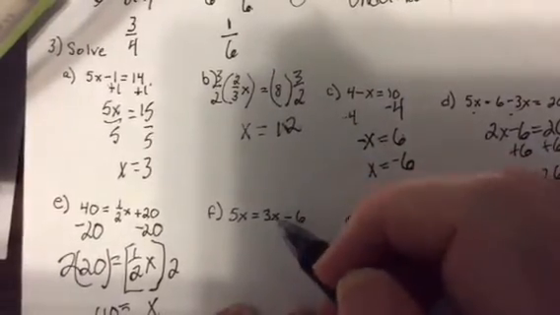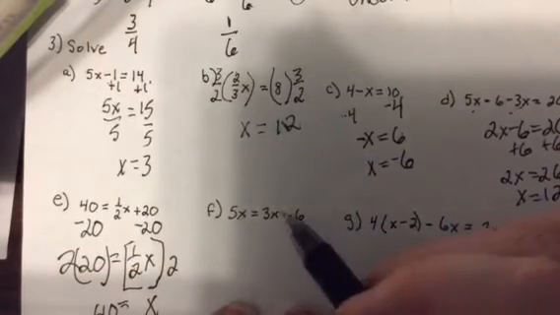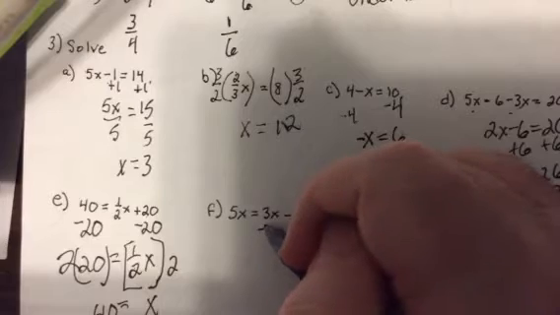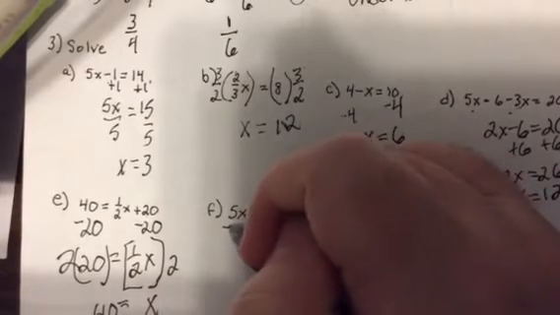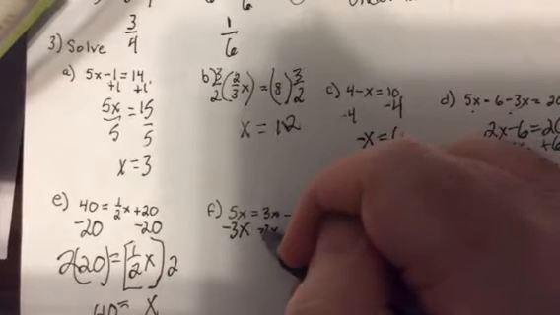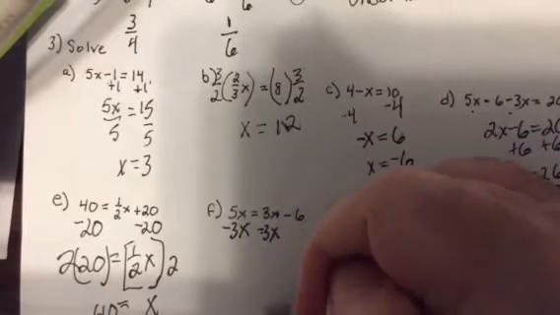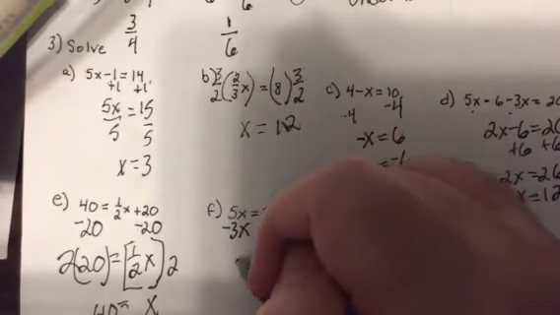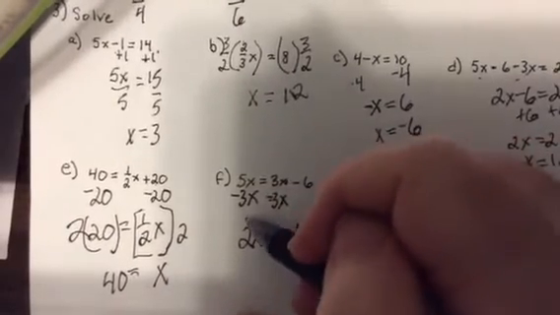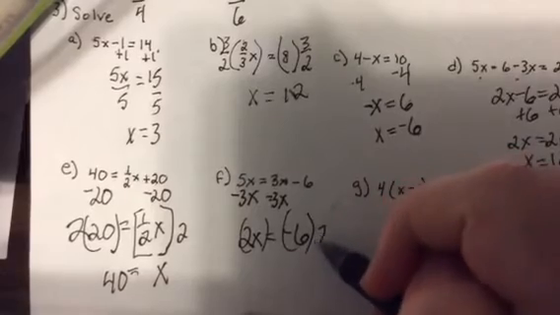This one. Now, there aren't any problems on the quiz tomorrow where there's x's on both sides. I just threw it in for fun. You want to get the x's to be on one side, so I'm going to subtract 3x, because 3x minus 3x is 0. It's bye-bye. 5x minus 3x is 2x. Whew, I'm getting winded. Divide both sides by 2.